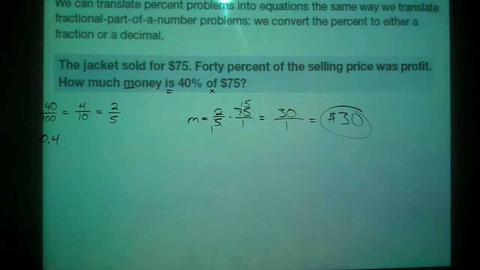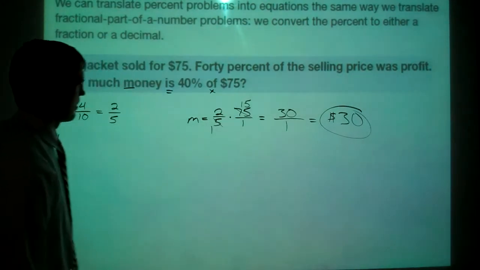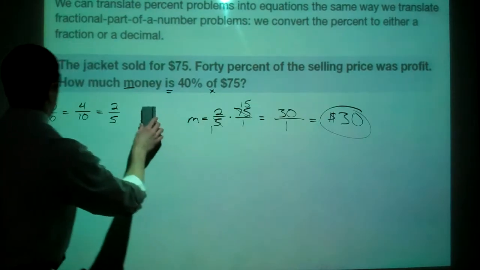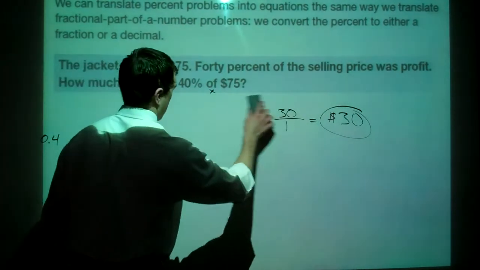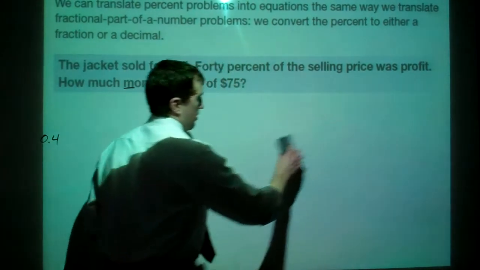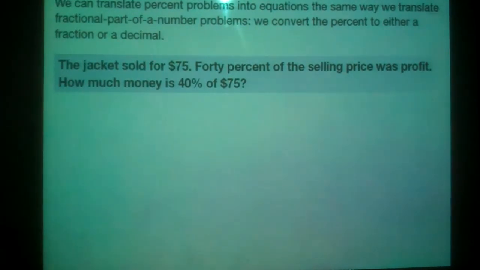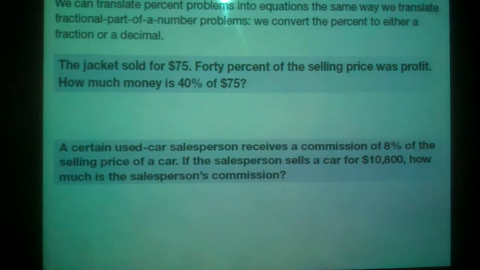Alright? So that one, it was a little better to turn it into a fraction. But you also could have done 0.4 times 75, and you still would have got the same answer. Alright? It's just kind of up to you. And maybe if you have a calculator with you, that'll help you make your decision too.